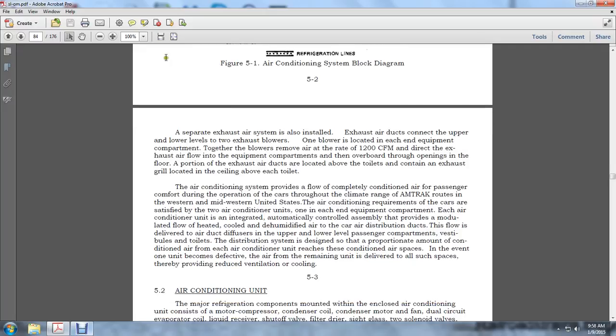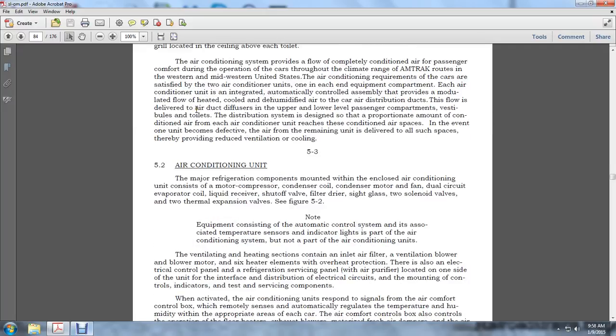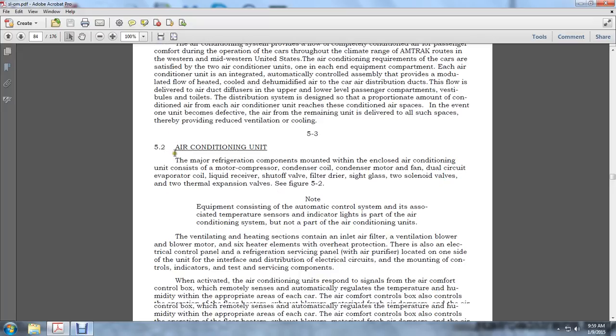5.2 Air conditioning unit. The major refrigeration components mounted within the enclosed air conditioner unit consist of the compressor, the condenser coil, the condenser motor and fan, the dual circuit evaporator coil, the liquid receiver shutoff valve, the filter dryer, the sight glass, the two cylinder unloaders, and the two thermal expansion valves. See figure 5.2. Note the equipment consisting of the automatic control system and temperature sensors and indicator lights is associated with the air conditioner, but not part of the air conditioner units.